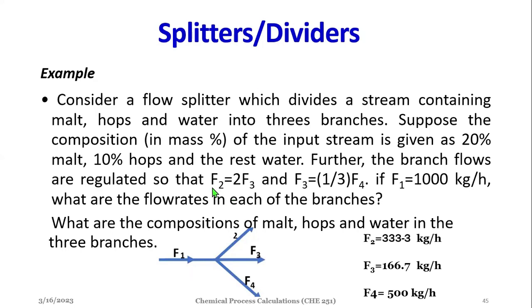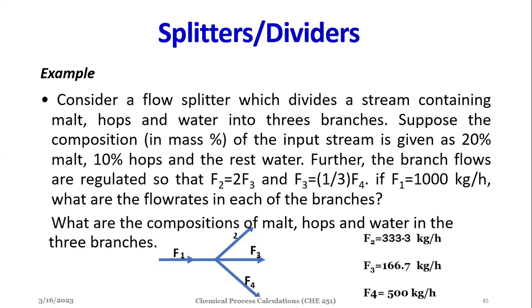And we've been given relations for F2 and for F3. We have F1 and it branches into three streams. So F2, F3, and then F4. But when we sum the flow rates of the branches, it should give us the flow rate of the main stream. So if I add F2, F3, and F4, it should give me the value for F1, which from the question is 1000. So that's the first thing to take note of.